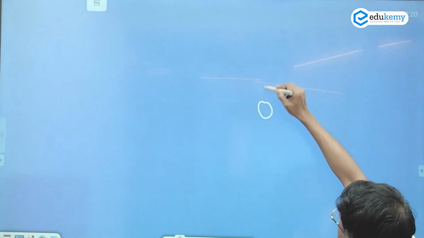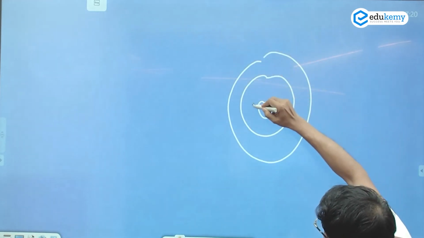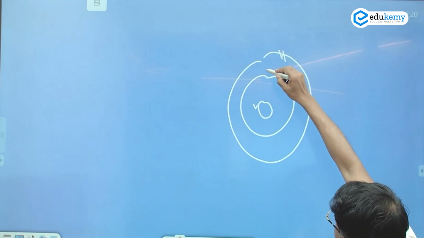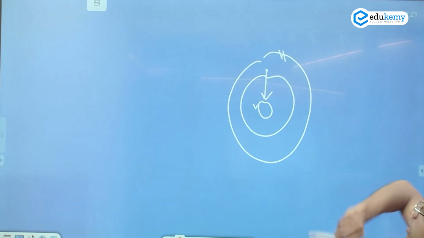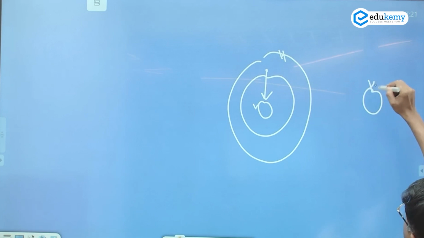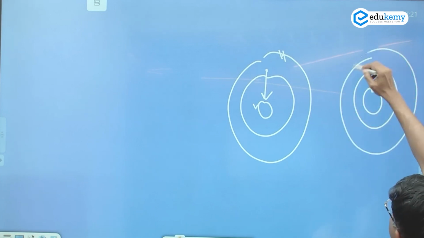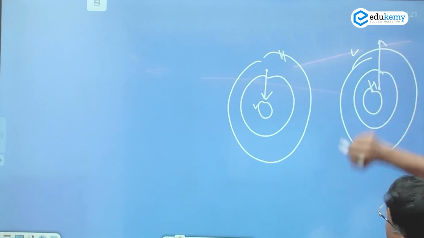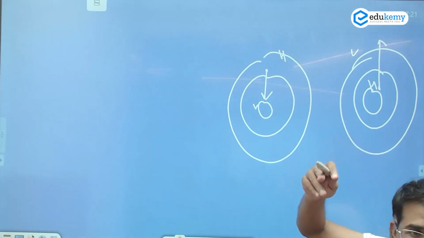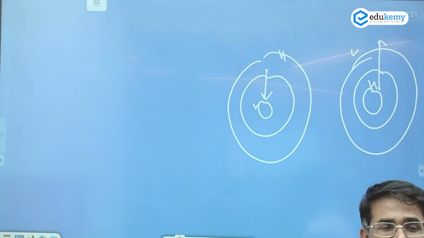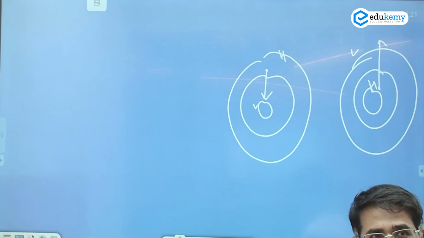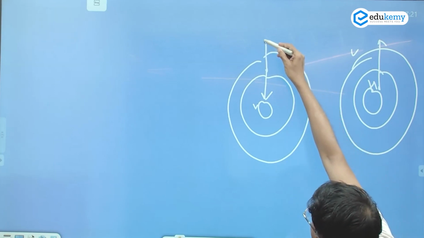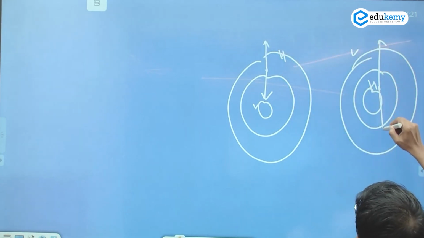These are two conditions. I have a low pressure and a high pressure. What will be the direction of the PGF? It's from high towards low. PGF is the pressure gradient force, and it is always from high towards low. And the Coriolis force is always in the opposite direction.